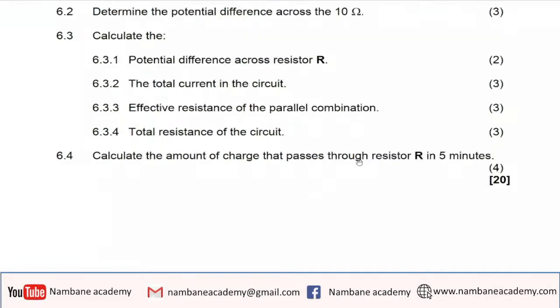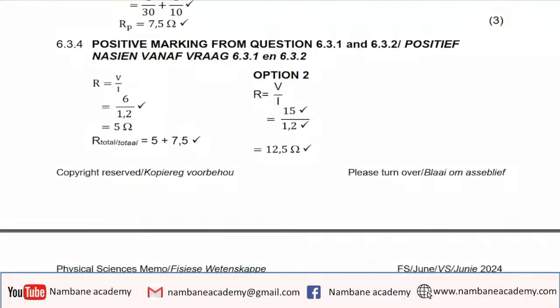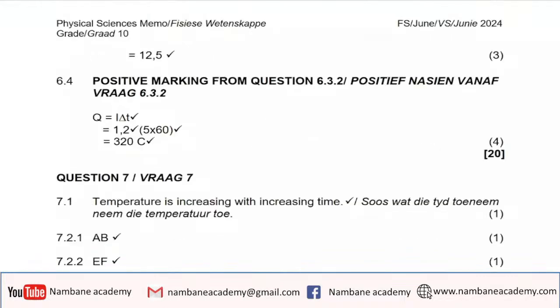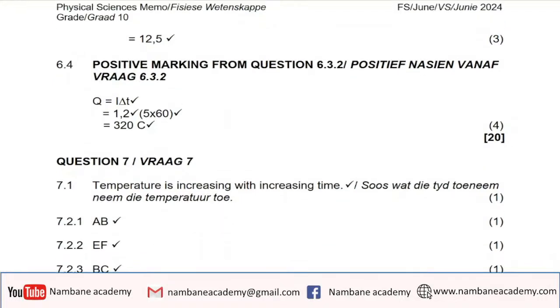of charge that passes through the resistor R in 5 minutes. For 4 marks. Now in that one is positive marking from 632. So Q will be equal to I delta T. So it is going to be the current, that is 1.2, multiplied by 5 minutes. That means 5 multiplied by 60. And then the total for that is 320 coulombs. So that is the amount of charge that is passing through there. So that is question number 6.